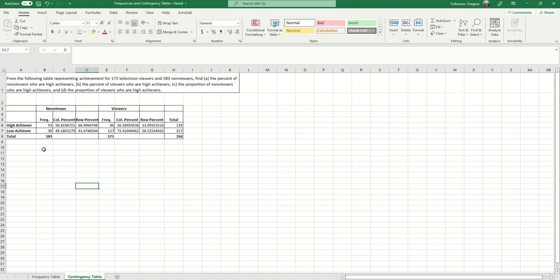So what we have here, the given values for the problem are in the frequencies. So again, just like a frequency table, we're just showing the number of people falling into a value. In this case, it's not a number, it's a category, right? So we have high achievers who are non-viewers of television, which is 93. Then we have the low achievers who are non-viewers of television, which is 90. And then among television viewers, we have 46 that are high achievers and 127 that are low achievers.